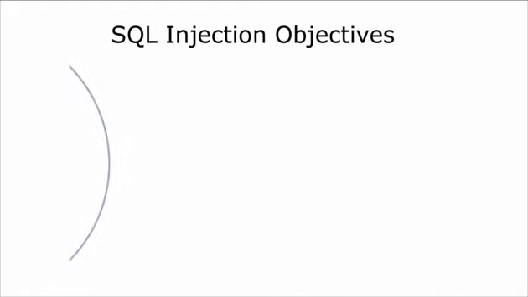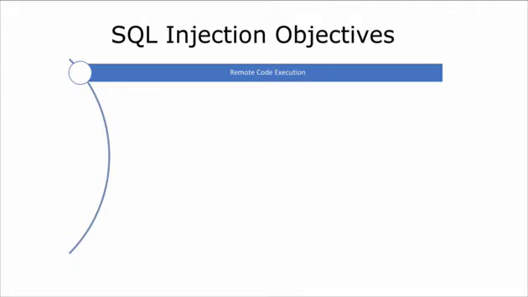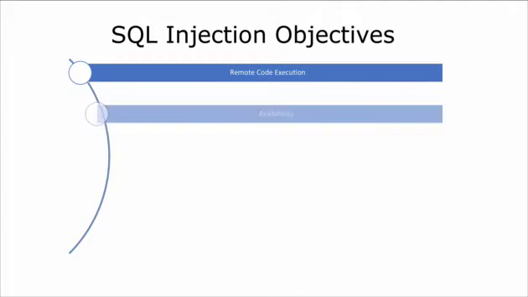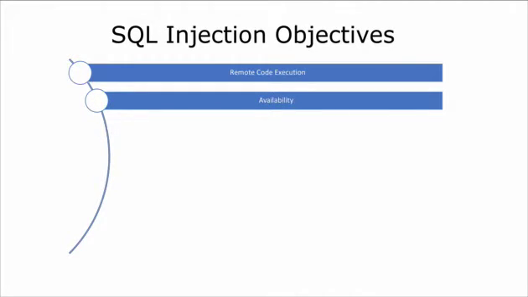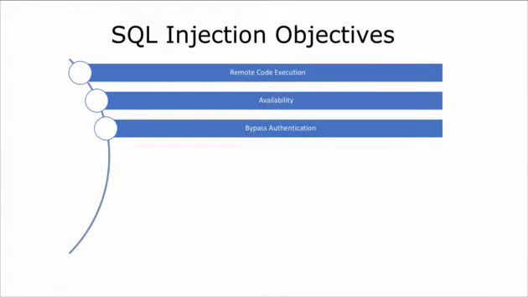Let's look at them. So, first of all, you can get remote code execution. In other words, you can inject scripts or code into a database and have them run on the server. We can make availability an issue. In other words, we can take the server offline. We can drop the database. If your database is open to SQL injection and you have the correct permissions, you can run a drop command and have the whole database disappear. That will affect availability.